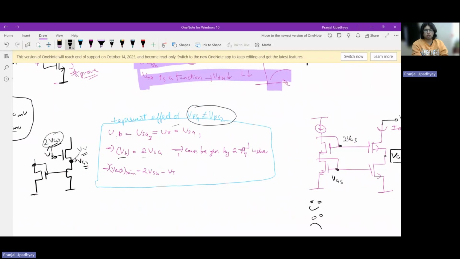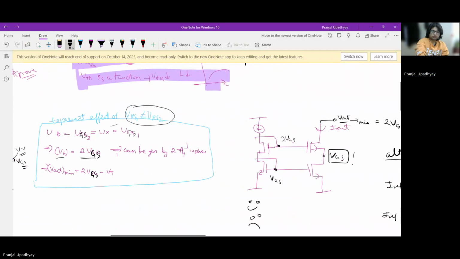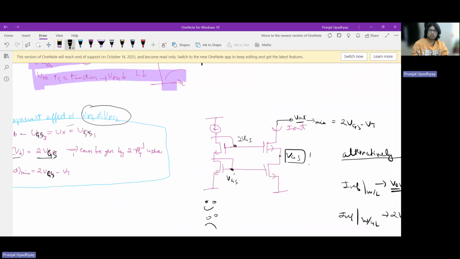You can just say that VB is equal to twice of VGS. I should write this as VGS since we are dealing with MOS transistors. So VB is equal to twice of VGS, and it can be given by two transistors in series, and V out min now is equal to 2 VGS minus VT. Here you can see that there is one VGS drop, and then another VGS drop. So this guy is 2 VGS, and here you have 2 VGS. So this is VGS. So we have achieved accuracy, but we are losing out on what?